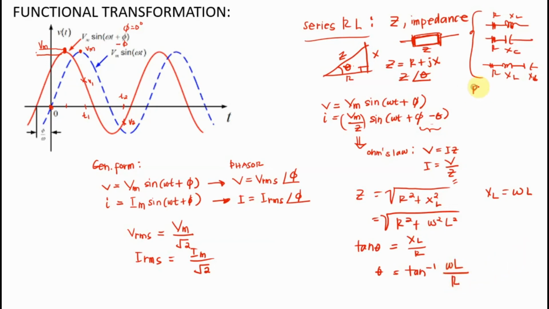We can now get the phasor form of this function. So what is the phasor form? Again, we get the V RMS, angle phi. And for the current, I RMS, angle phi minus theta. So this is how you transform a function to a phasor form.